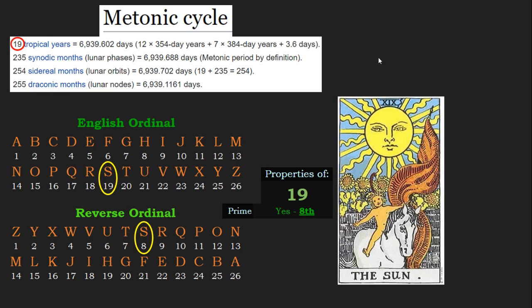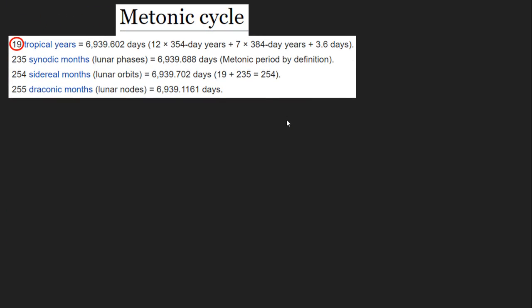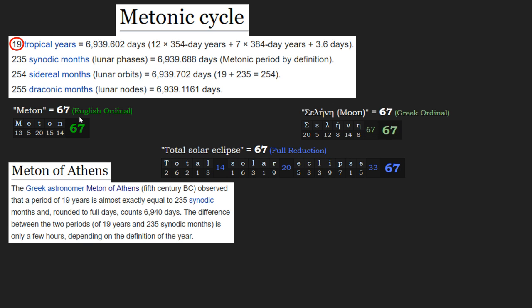And to further build the connection between the sun and the moon through the numbers, the Roman numeral 19 is XIX, which has the same gematria as moon in the alphabetic order and in both reduction methods. The Metonic cycle is credited to a Greek astronomer named Meton. In the alphabetic order, Meton equals 67. 67 is the Greek gematria of the word moon, using the alphabetic order. And in reduction, total solar eclipse sums to 67.